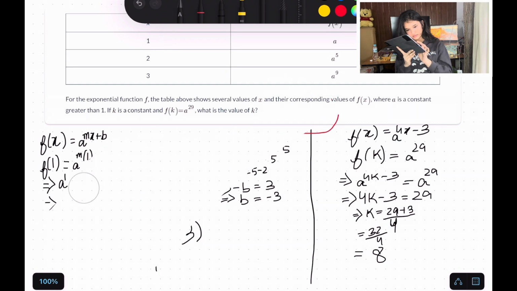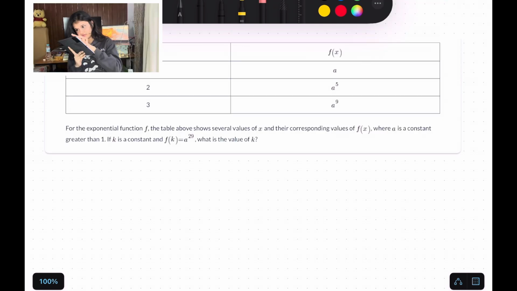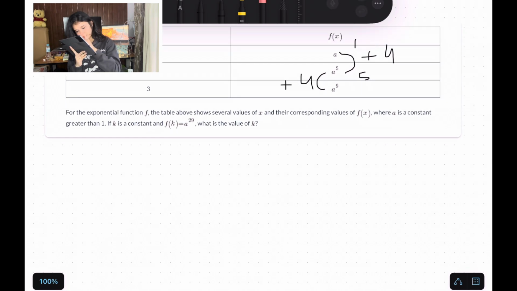Now I'll do the second way, which I recommend. It's much easier, much faster. So from the table, we can see that the power of a is changing by 4. So from 1 plus 4 is 5, 5 plus 4 is 9. So we can use that to make another equation that will help us out a lot.